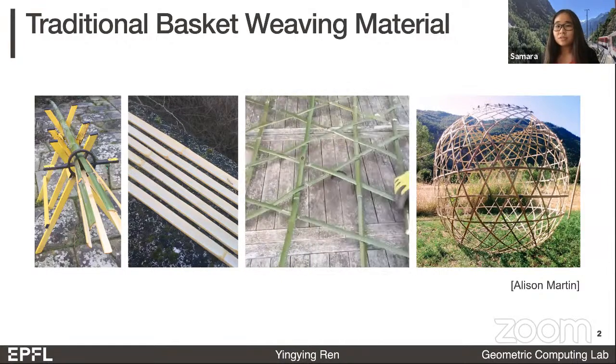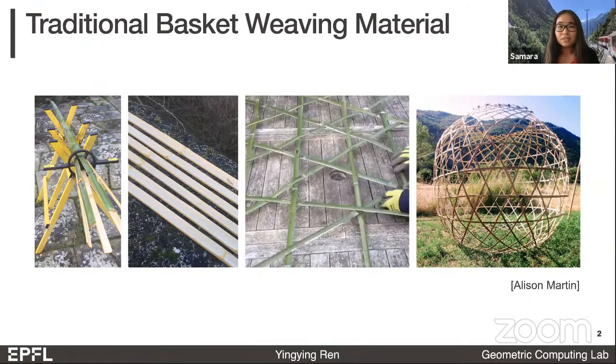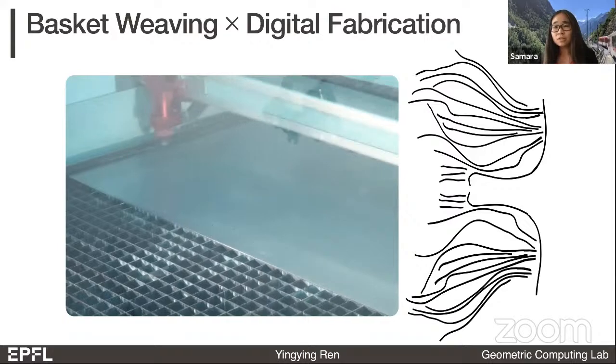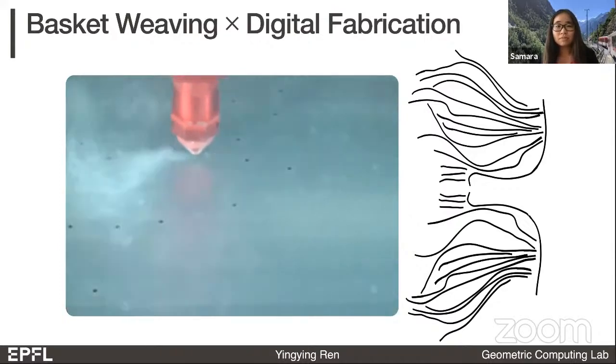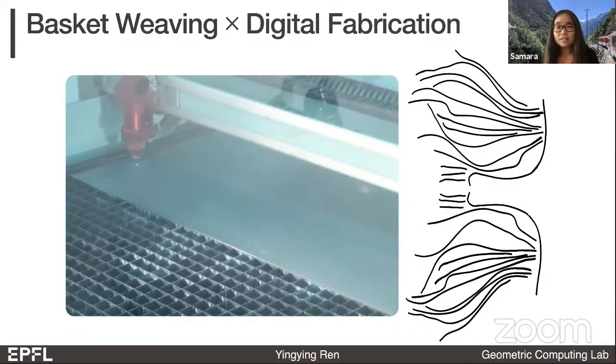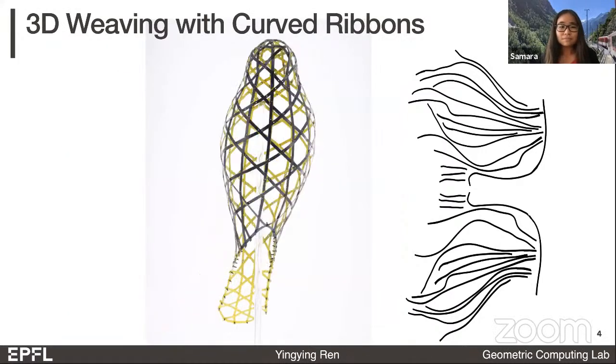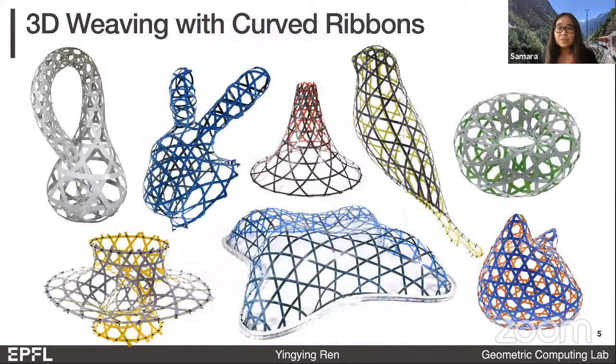Bamboo is one of the traditional weaving materials. With the help of digital fabrication, we can easily produce ribbons of arbitrary shape using many different types of materials. In this case, if we fabricate a set of planar ribbons from the right and weave them, we'll get this woven bird. We were able to produce a wide range of woven geometry by optimizing the ribbon's planar shape. And I'll explain how it works, starting with the basic principles of basket weaving.